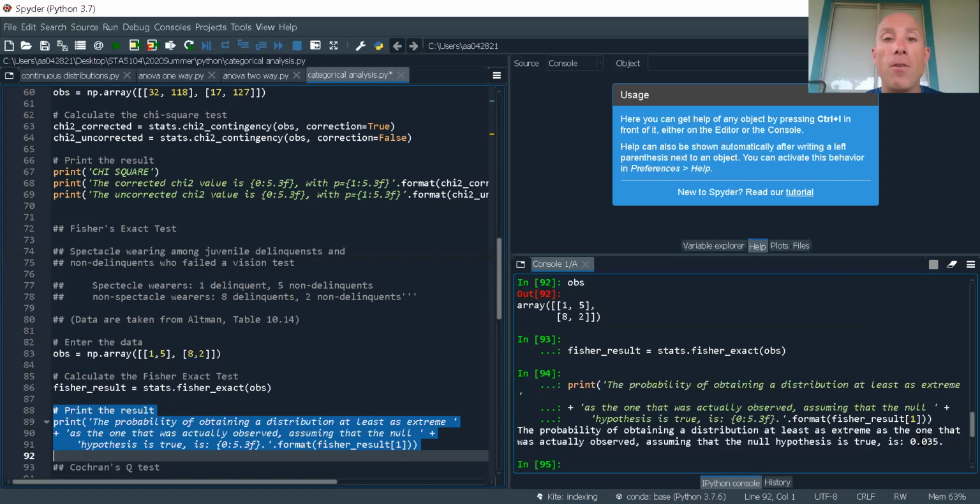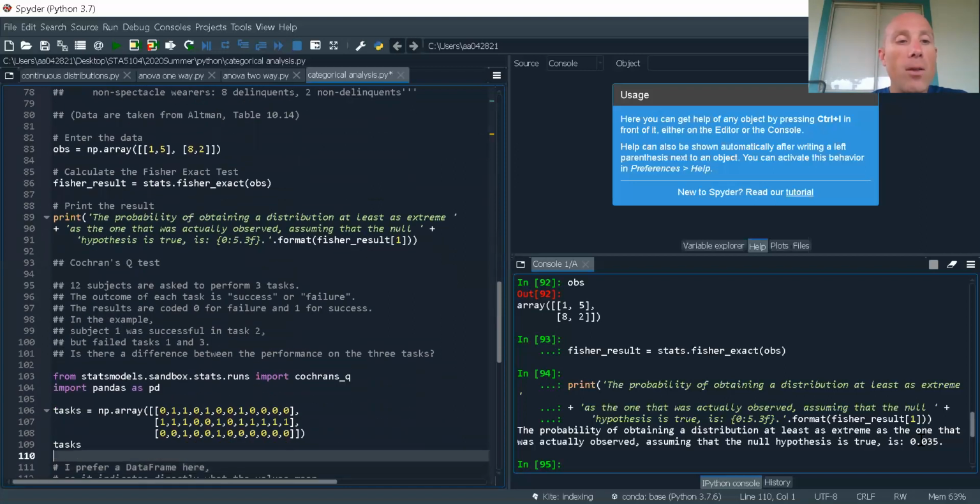If you look at the mathematics of this test, it doesn't matter if we're looking at spectacle wearing among the populations of delinquent and non-delinquents, or delinquency with respect to the populations of glasses and non-glasses. There are two different interpretations of this, but the statistics works out to be the same either way we approach it. So there are two different ways to phrase hypothesis testing on this, and you need to make sure that you get the variables worked out very clearly.